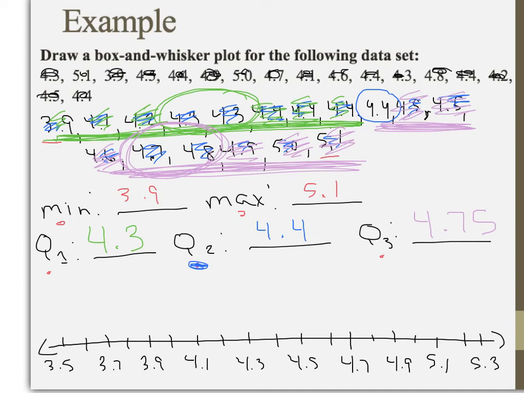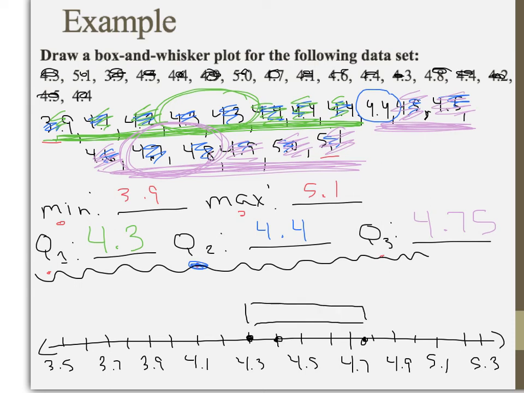Now we're going to make our box and whisker plot. So we're going to start with these numbers, quartile 1, 2, and 3. This is going to be the box in our box and whisker plot. So I'm going to go to my number line. I'm going to put a dot at 4.3 for quartile 1, a dot at 4.4 for quartile 2, and a dot at 4.75 for quartile 3. So that's going to be between 4.7 and 4.8.